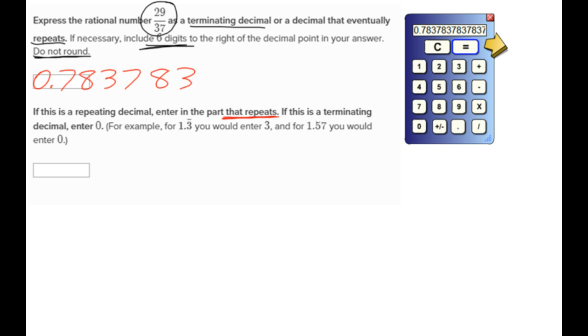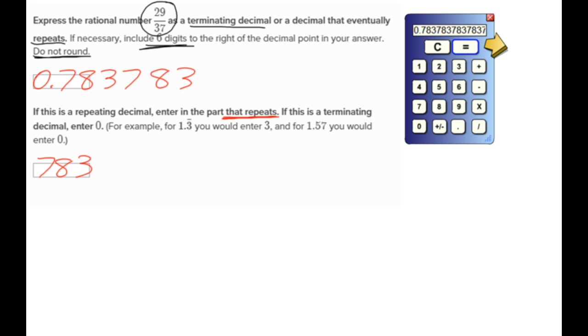Enter the part that repeats. Hopefully you notice that this is a repeating decimal. It's going to be 783, 783, 783, so forth. So we would just put 783. If it was a terminating decimal, we would enter 0.